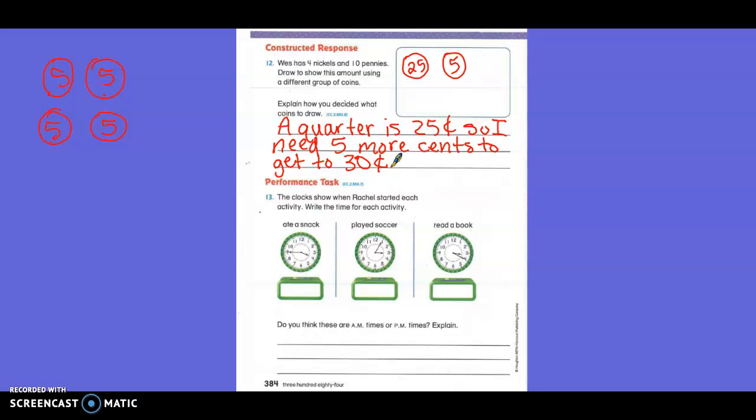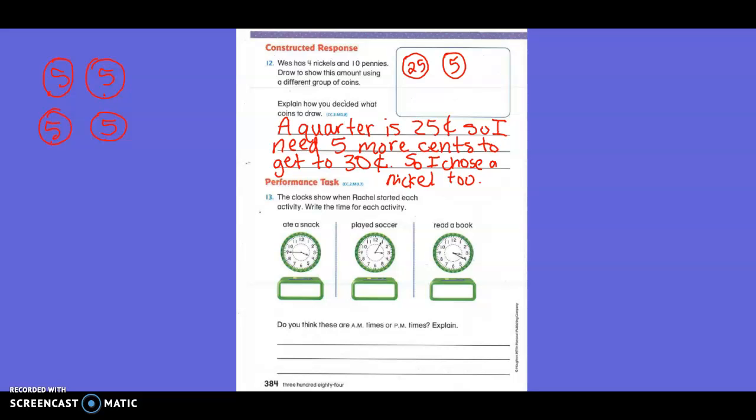A quarter is 25 cents. So I chose a nickel too. The nickel's 5. All right, now let's go to the performance task. Those of you that are maybe just watching this video, if I'm going too fast, just push the pause button and pause me for right now. And write the rest of your sentence, and then you may play again for the rest of this.